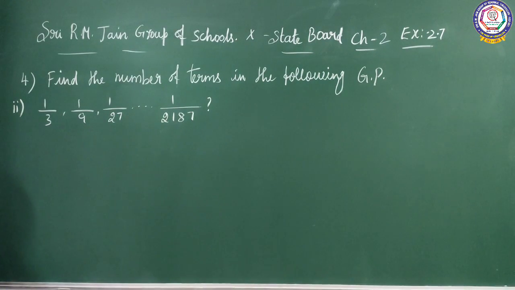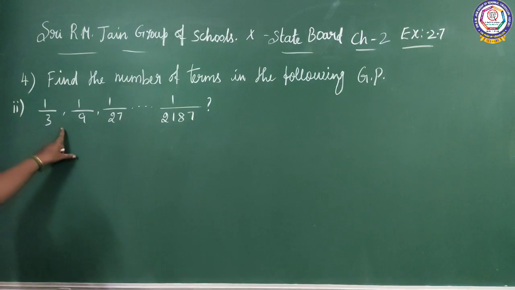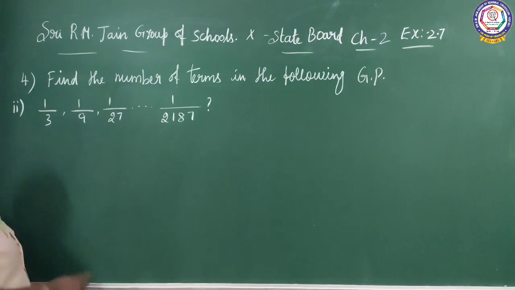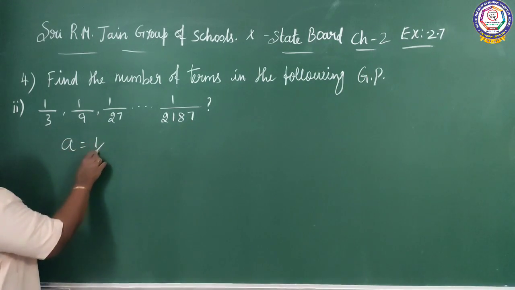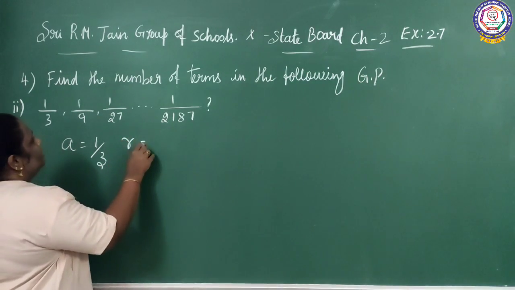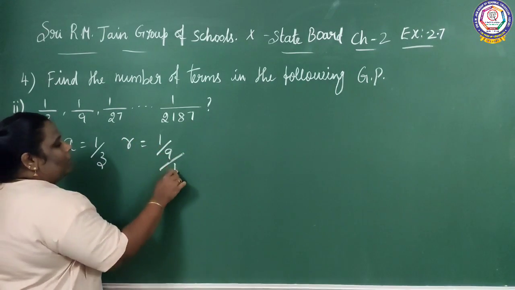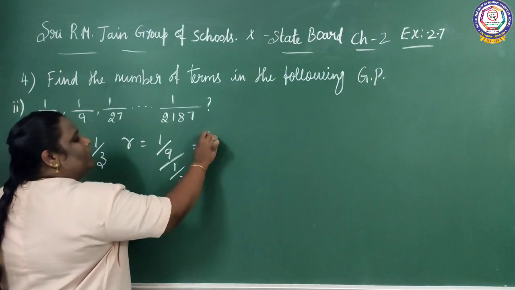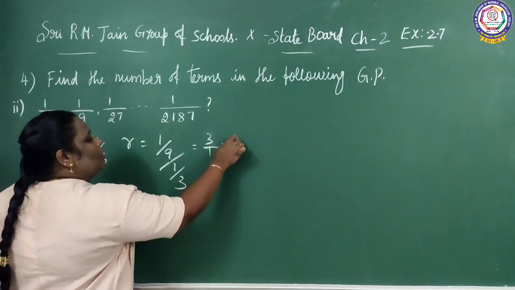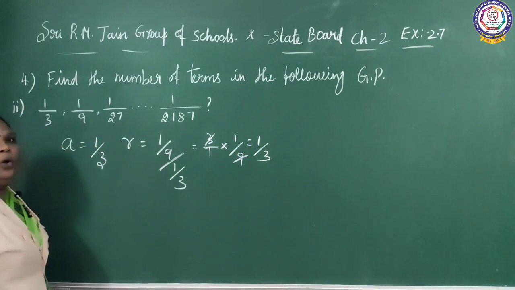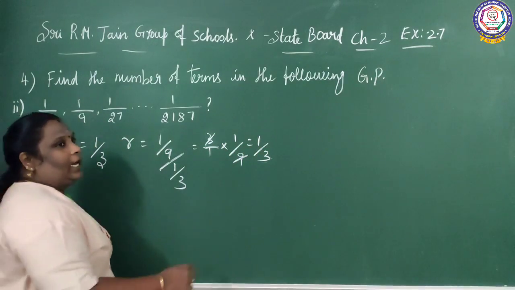See the second subdivision: 1 by 3, 1 by 9, 1 by 27, and so on, up to 1 by 2187. What is the first term? A equal to 1 by 3. What is the common ratio? 1 by 9 divided by 1 by 3. Take the reciprocal, 3 by 1 into 1 by 9. Cancel, and the value is 1 by 3.